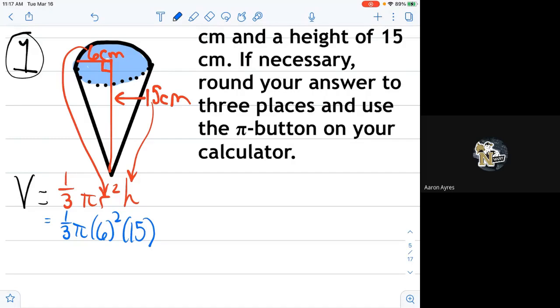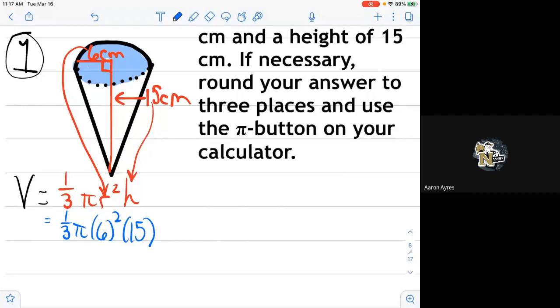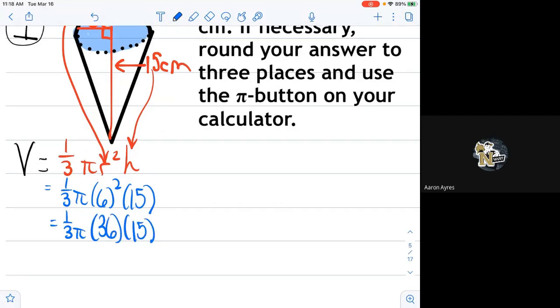Excellent. Now, what should we do first? Think about your order of operations. Raise your hand. What should we simplify first here? Somebody said it. Evie? The exponent. What's 6 squared? That's 12, right? 6 squared is 12? Oh, great. Okay, perfect. Just checking. I get 12 a lot for this one, so nice to know you guys are on top of your game this morning. Very good. So I have 1/3 pi times 36 times 15.